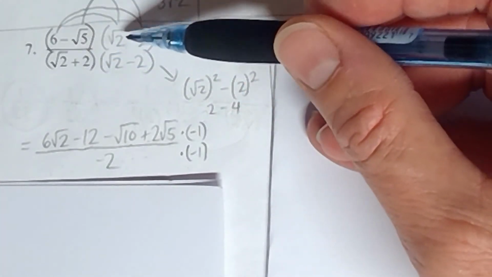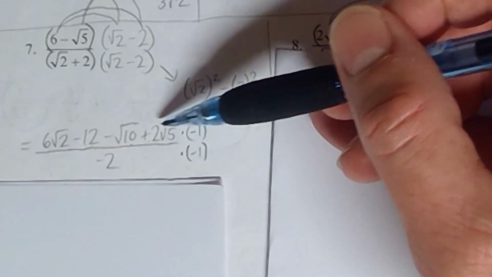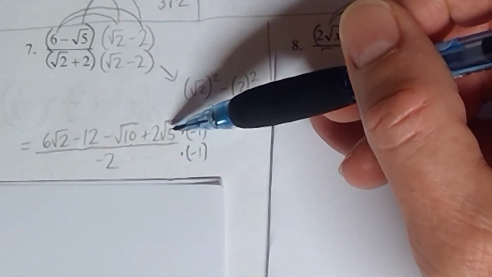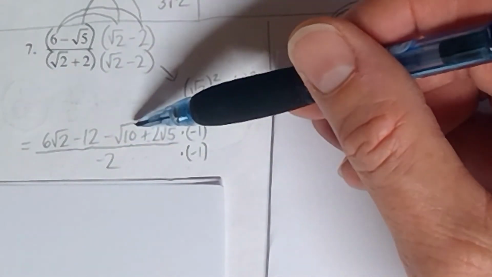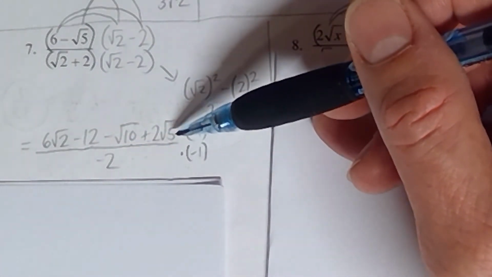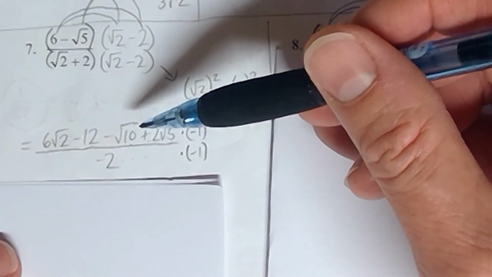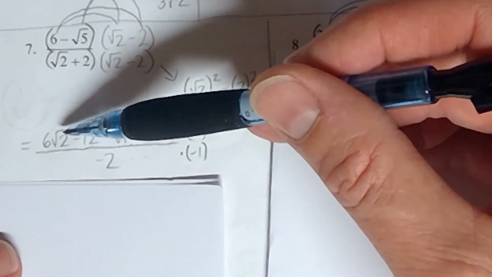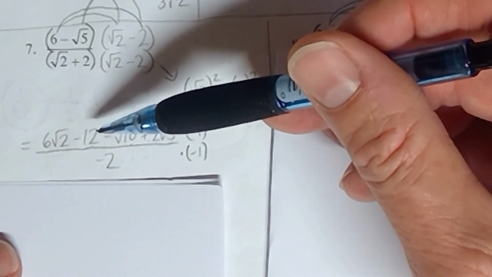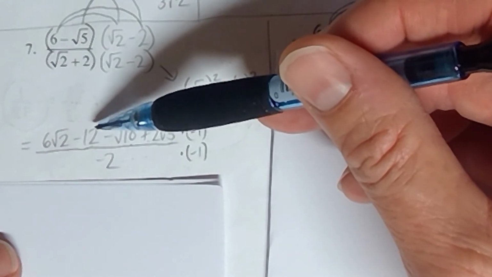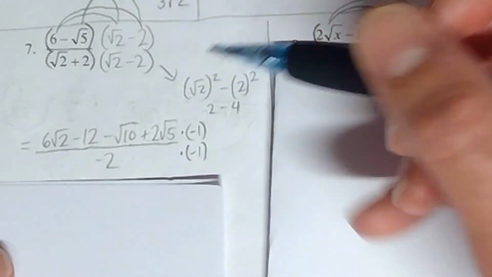Now that I've done the multiplications, and I've got this set of terms laid out here, I try to simplify my radicals, but they're all simplified already. 2, 10, and 5 do not simplify. And then just check to see if there are any like terms. There are none, because remember, radical terms are not like terms unless they have the same radical.